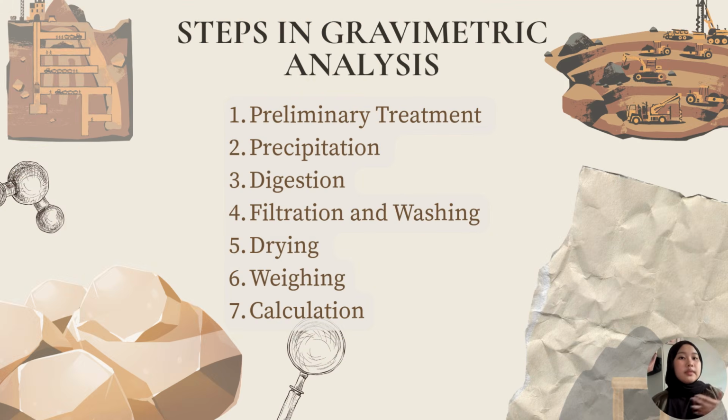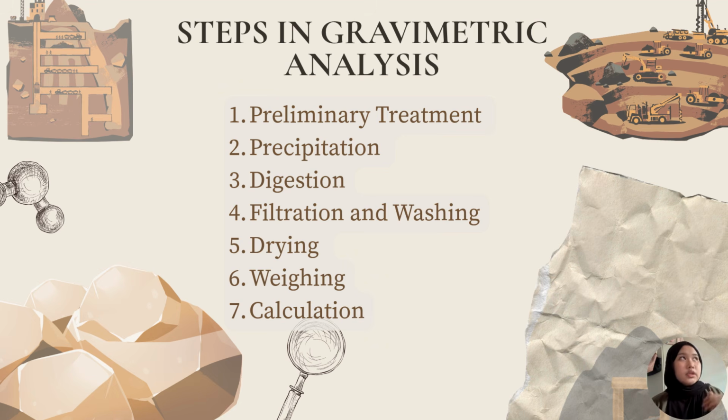Hello everyone, my name is PUTERI SHAMIMI EMELI BINTI ROSLI, and today I will explain the steps involved in gravimetric analysis, which is a systematic process used to determine the amount of analyte based on mass. The first step involved is preliminary treatment. In this step, the sample is dissolved and prepared to remove any interfering substances that may affect the accuracy of the analysis. The second step is precipitation.